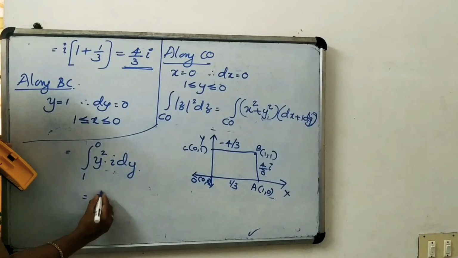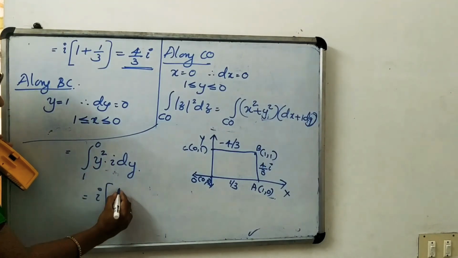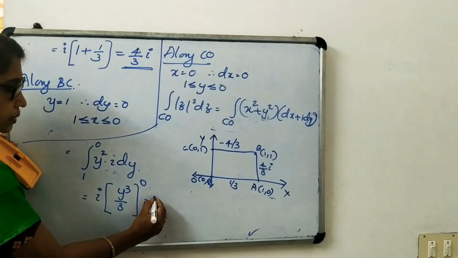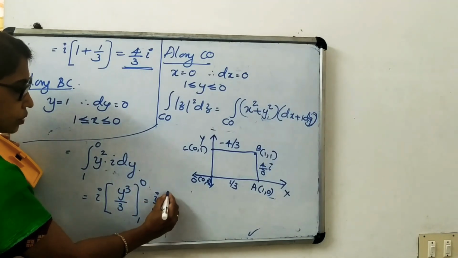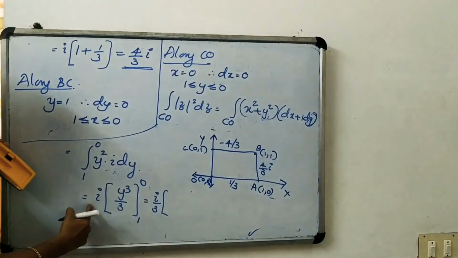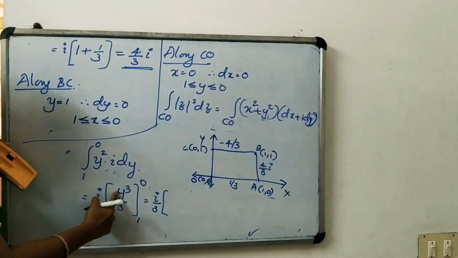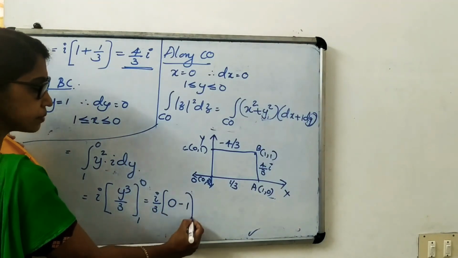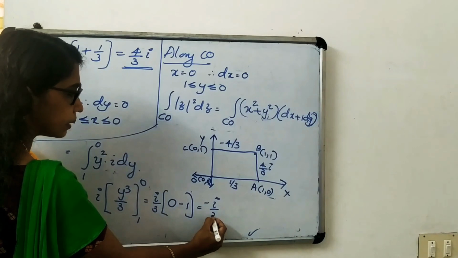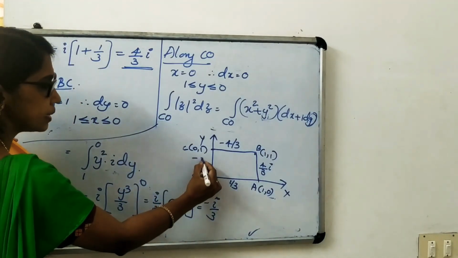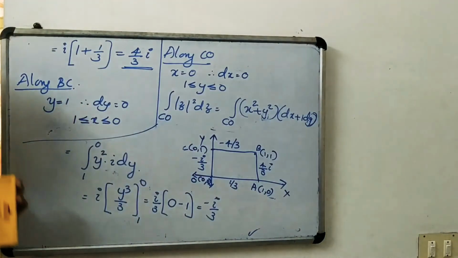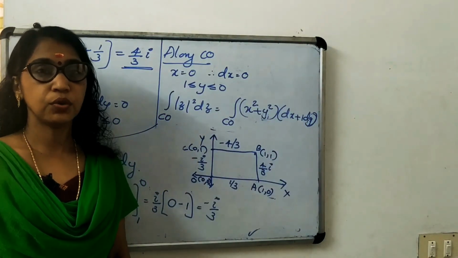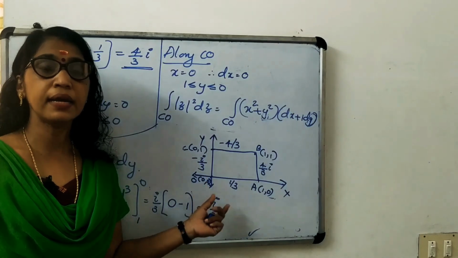So I am taking i outside, and the integral of y square is y cube by 3 within the limits 1 to 0. This is equal to i by 3 into y cube. Applying the upper limit we get 0, and applying the lower limit we get minus 1. So this is equal to minus i by 3. So this integral is minus i by 3, and we get all four results. Now the only thing remaining is to add all these four integrals.